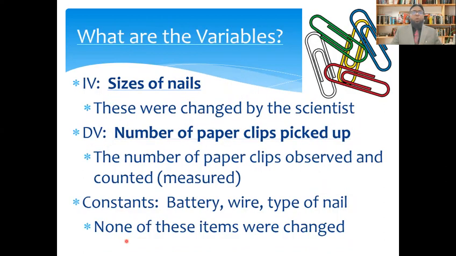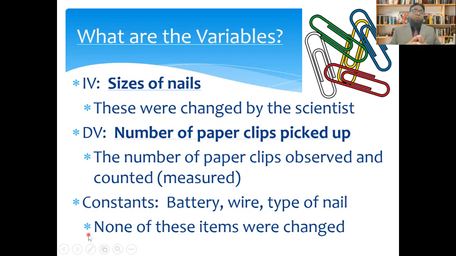Okay, now see here, what are the variables here? As I've told you, variables are very important, and you have to be very careful when you identify the variables. So see here, the independent variable is the size of the nails. Size of the nail is the independent variable, and the dependent variable is the number of paper clips picked up. And what about the constants?